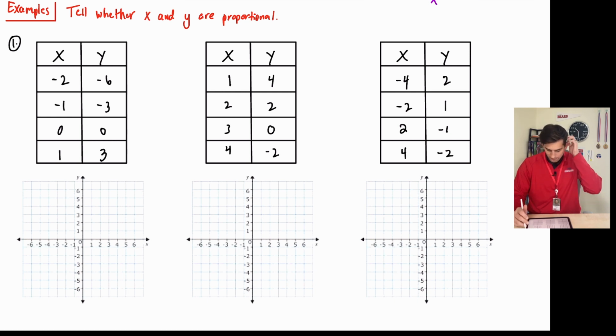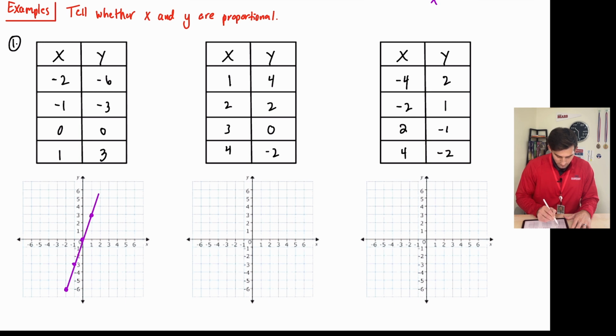Number 1, we have the following coordinates: -2, -6; -1, -3; 0, 0; and 1, 3. Let's graph these points and see if the graph goes through the origin, and then we'll be able to tell if it's proportional or not. We have -2, -6, -1, -3, 0, 0, which is our origin point, and 1, 3. We can tell that the graph goes through the origin, so we would say yes, it is proportional.